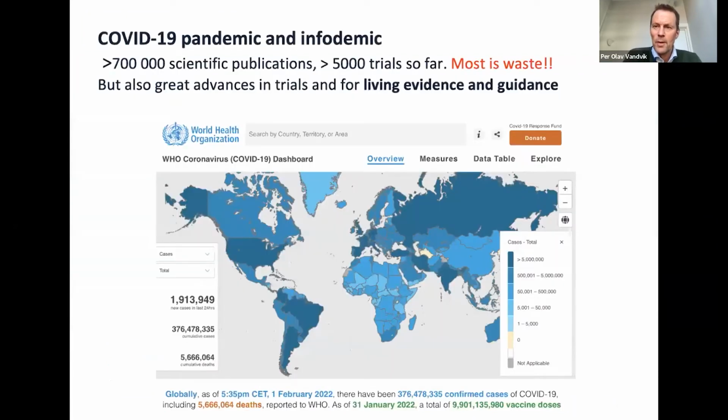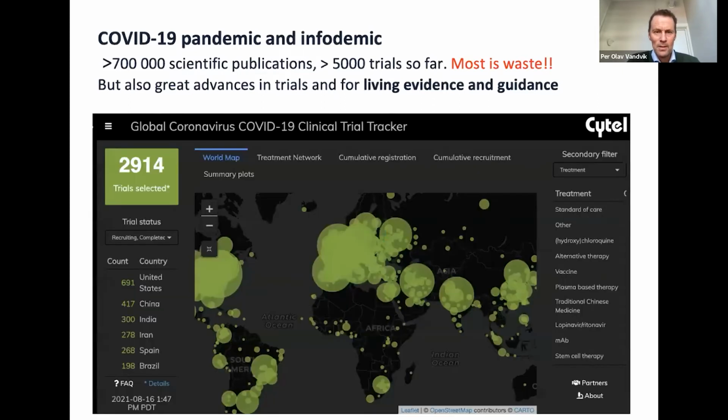So I'm going to talk about a breakthrough for living evidence and guidance. And you all know about the COVID-19 pandemic and infodemic, more than 700,000 scientific publications so far, more than 5,000 randomized trials to test interventions ongoing. Now, we also know that most of this is waste. But it's also very reassuring to see that there have been great advances in trials, such as the platform trials, and then for the topic of today, living evidence and guidance. This picture just shows the spread of trials across the globe ongoing.